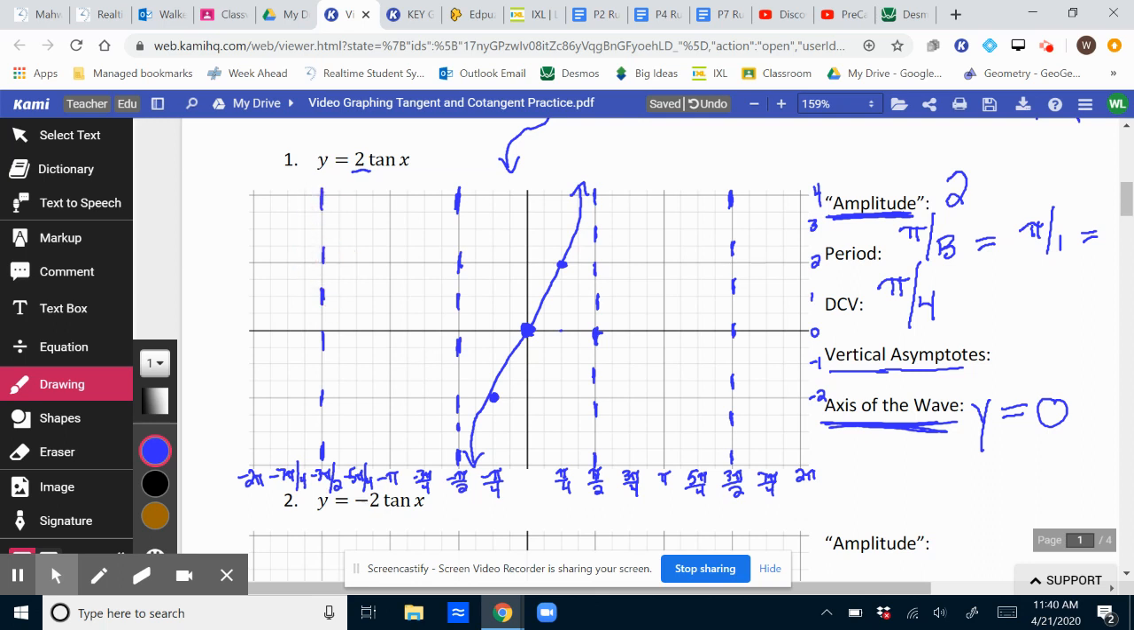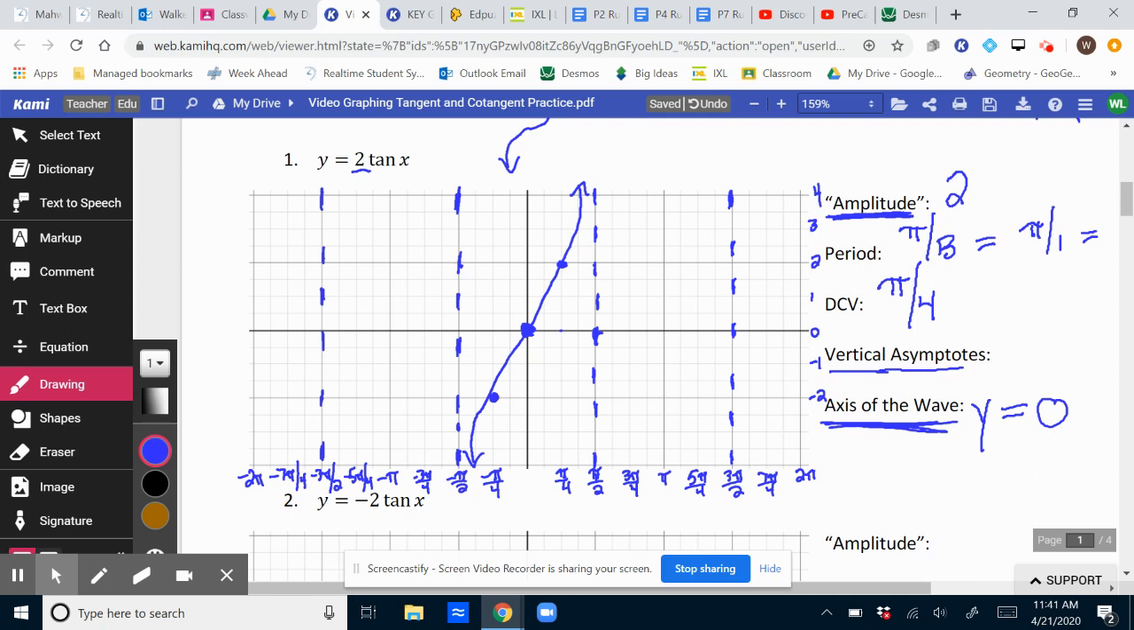Since your dCV is how we scaled the x-axis, and every 4 dCVs is a period, every 4 spaces away will be an asymptote. So again, starting point's the midline. First asymptote is 2 dCVs away, and then they're every 4.